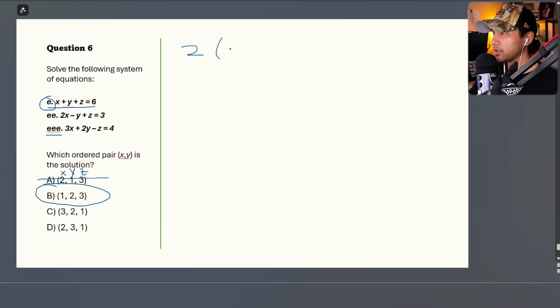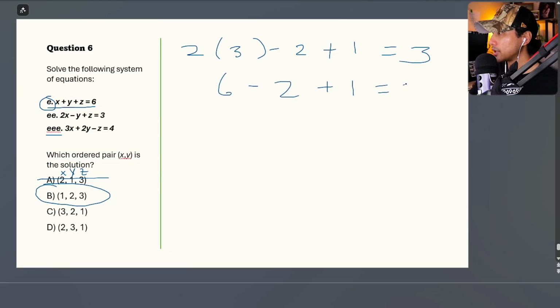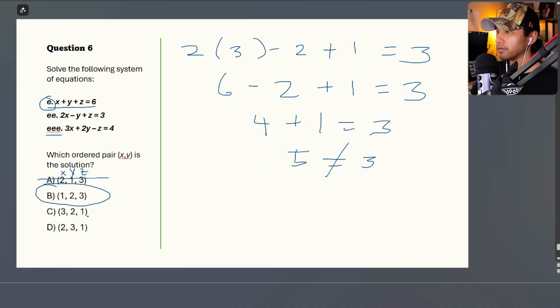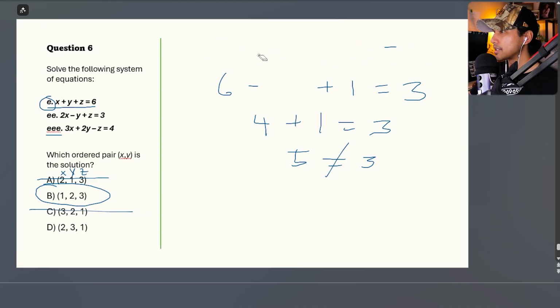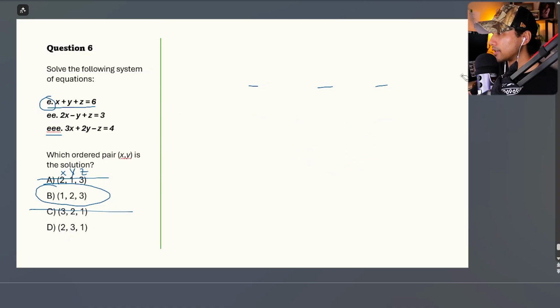So 2, 3 minus 2 plus 1 equals 3. And we get 6 minus 2 plus 1 equals 3. And we get 4 plus 1 equals 3. And we get 5 equaling 3. No. So we can cross that out. That doesn't check out. Let's just do the last ordered pair in this question.